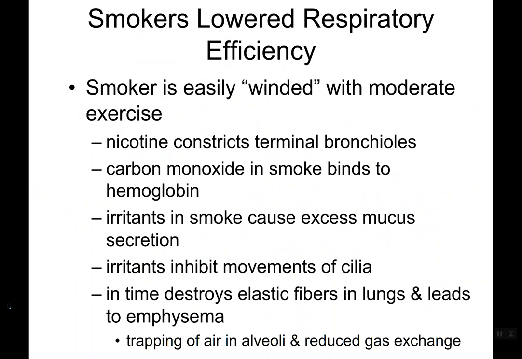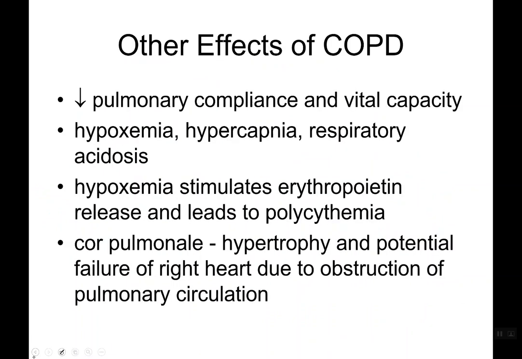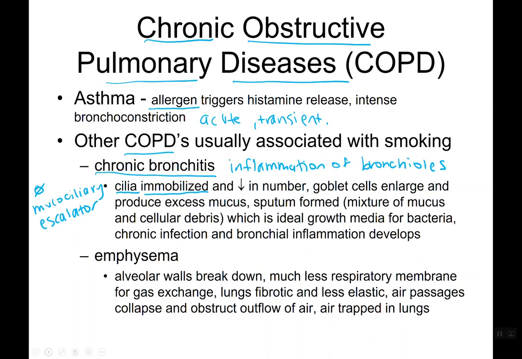And that's, of course, going to result in a buildup of mucus in your lungs. They also decrease in number, which is also bad. The goblet cells, to try and compensate, enlarge and produce excess mucus, and that ends up forming sputum, which is a gross word because it's a gross substance. So sputum is a mixture of mucus and cellular debris from dead cells that you killed by smoking.